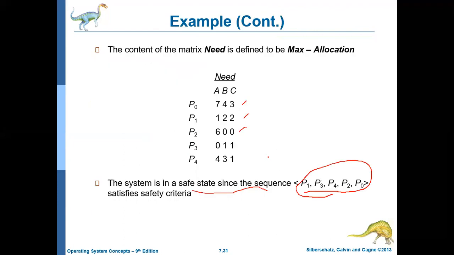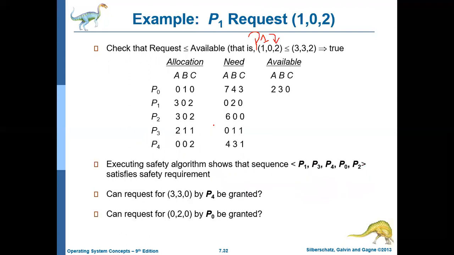So the need of P1 is what? 122. Need of P1 is 122, and it is requesting 102. So is 102 less than or equal to 122? That's what you have to check first.